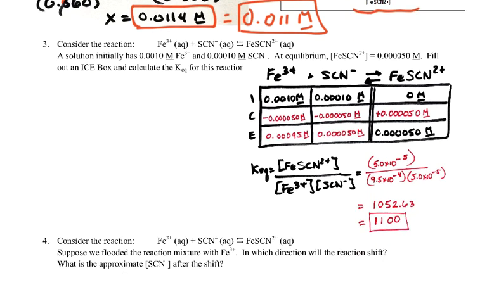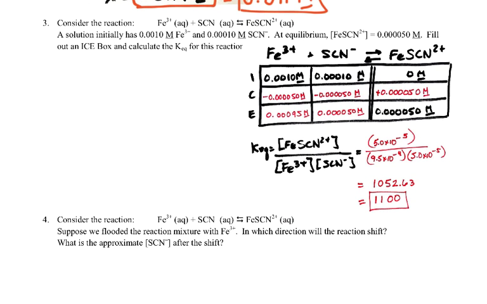Okay, the third one, here's our standard ICE box problem, and we're saying that in the problem we are told that the FeSCN concentration is 0.001, the SCN minus concentration is 0.0001, and using our colorimetry we can find out that the FeSCN concentration is 0.000050 molar.